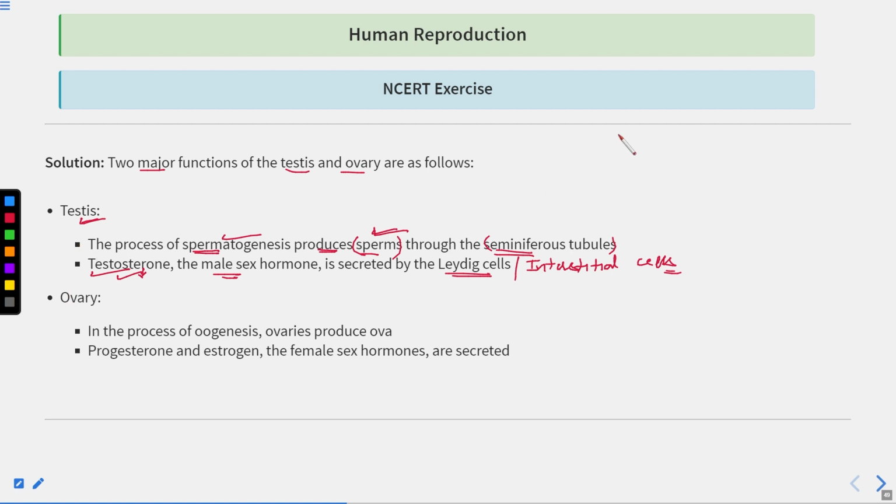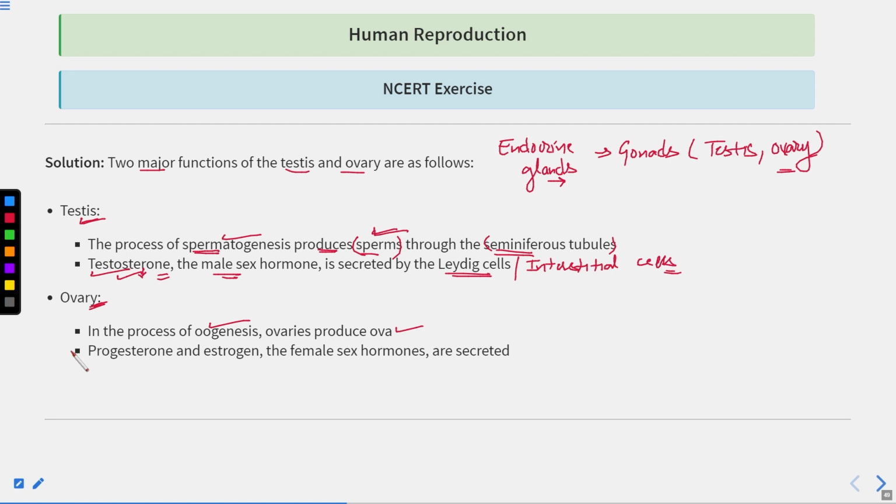So both testes and ovaries are known as gonads. Gonads are a kind of endocrine gland. What is the function of an endocrine gland? They secrete hormones. So both the testes as well as the ovaries are known as the gonads, and they are a kind of endocrine gland because they secrete hormones. Similarly, ovaries. By the process of oogenesis, which takes place within the ovary, it produces the ova, which is the female gamete.